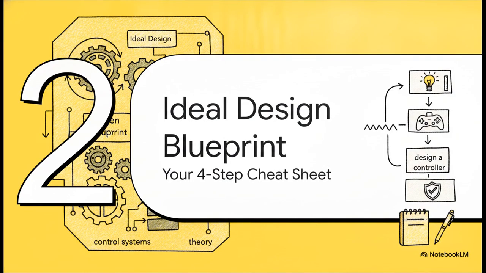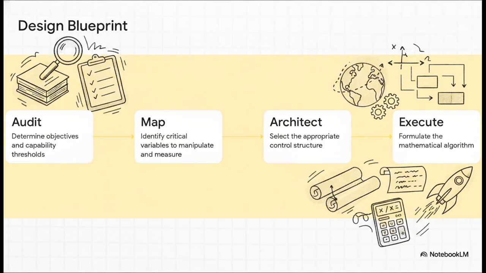Moving right along to Section 2, the ideal design blueprint. This is basically your four-step cheat sheet. Listen, if you only remember one single process for designing a controller from scratch on this exam, make it this four-step blueprint. Every successful design follows this exact sequence. First, we audit our objectives and our capability thresholds. Second, we map our critical variables, asking ourselves, what are we manipulating and what are we measuring? Third, we architect the control structure based on the specific problem. And fourth, we execute the actual mathematical algorithm.